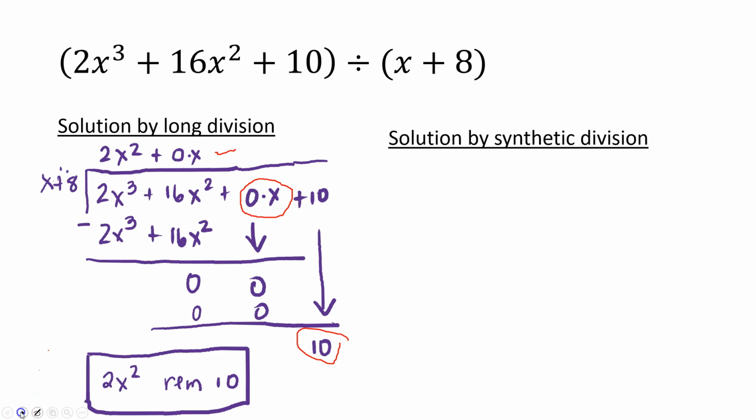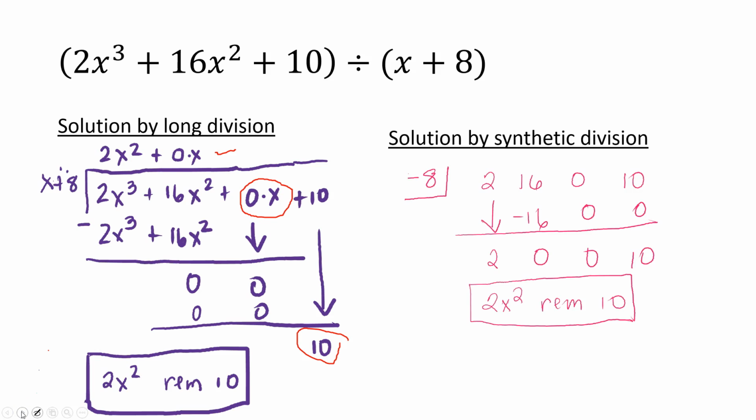If we do synthetic division, we will get the same thing. Note again how I replace the missing power term by a 0. I will get the same answer, 2x squared, remainder 10. It is not correct to write 2x squared plus 10 as the result of the division.